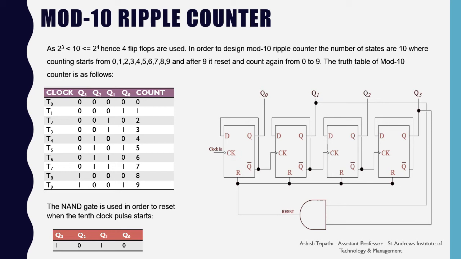Here the counting starts from 0 and goes to 9. So there are 10 states of this counter. This is shown in the truth table also. At the extreme left hand side you can see the clock table. From T0 to T9 we have the counts from all the flip-flops, that is Q0, Q1, Q2 and Q3 as 0000, 0001. Likewise we have counting from 0 to 9. After counting to 9 the flip-flops reset.